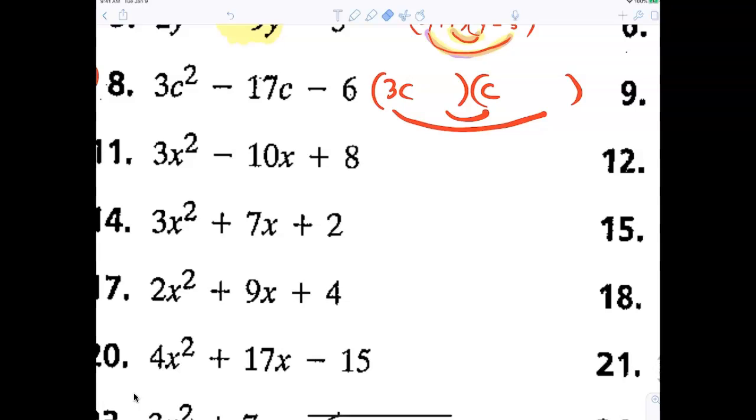Can the 6 go on the left side? No. 6 cannot go on the left side because it has a common factor with 3. So I need to put 6 where? On the right side. If I put 6 on the right side, I would put 1 on the left side. All right? Now, when you do that, this right here becomes what? And this becomes what? 1. How do I make negative 17 with 18 and 1? If the 18 is negative and the 1 is positive. So, negative, positive.